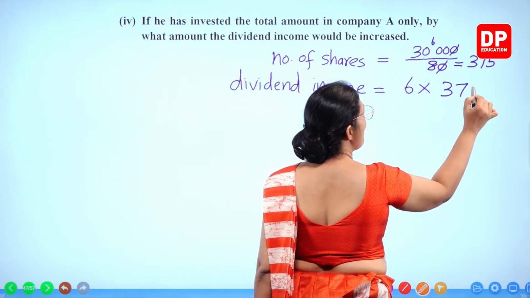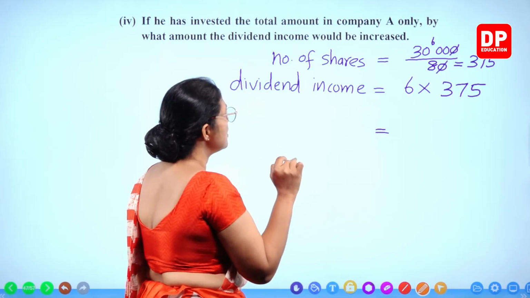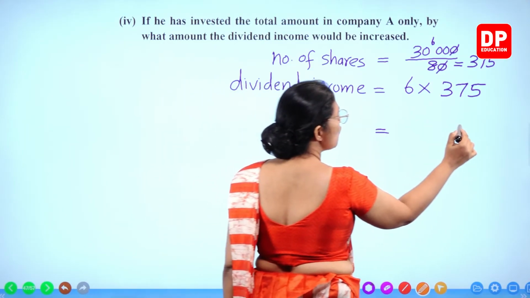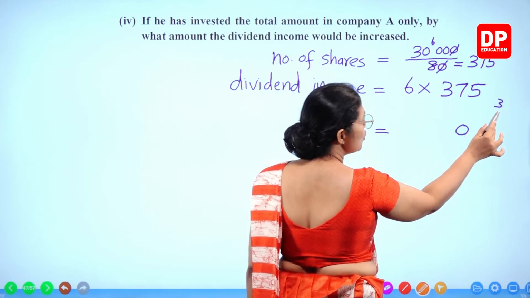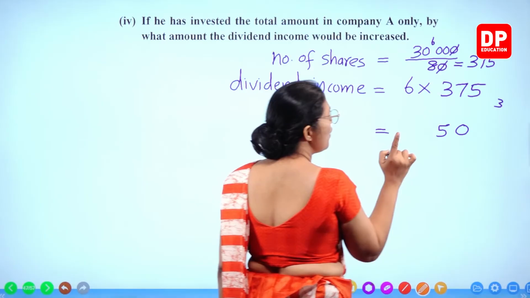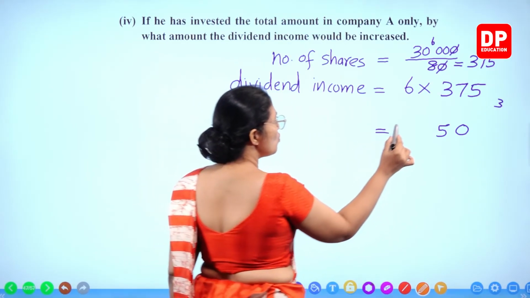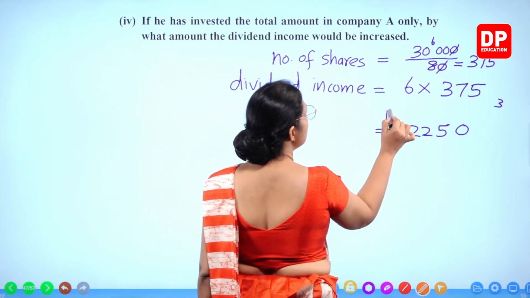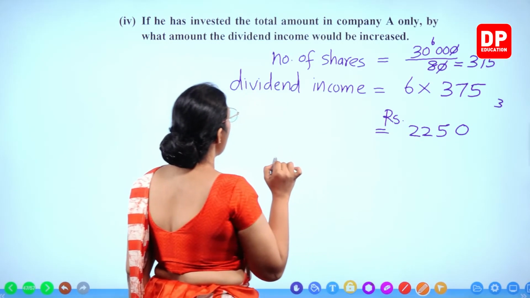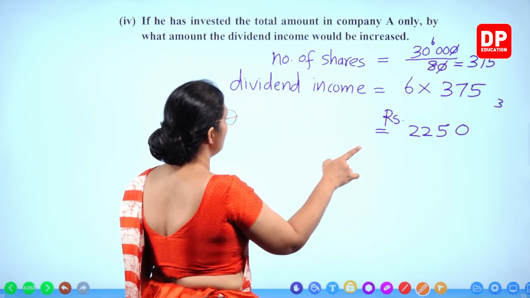So each one is 6 rupees. You can multiply the number of shares with 6 and you get the dividend income. 6 times 5, 30, 3 remaining. 6 times 7, 42 plus 3, 45. 4 remaining. 6 times 3, 18 plus 4, 22. So 2,250 is the dividend income.